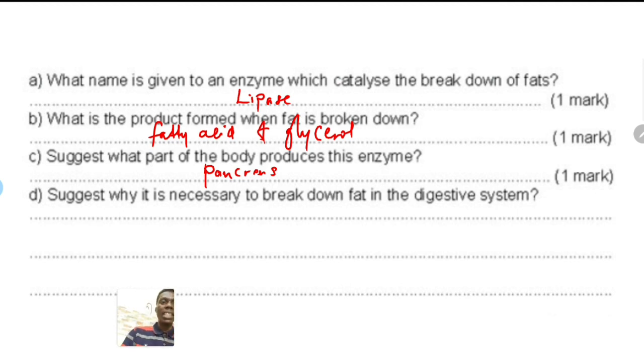Suggest why it is necessary to break down fats in the digestive system. So that it can be absorbed into the bloodstream. The way it is, it cannot be absorbed, so it has to be broken down so it can be absorbed into the bloodstream. Number two, so that the body can use it to form cell membrane.